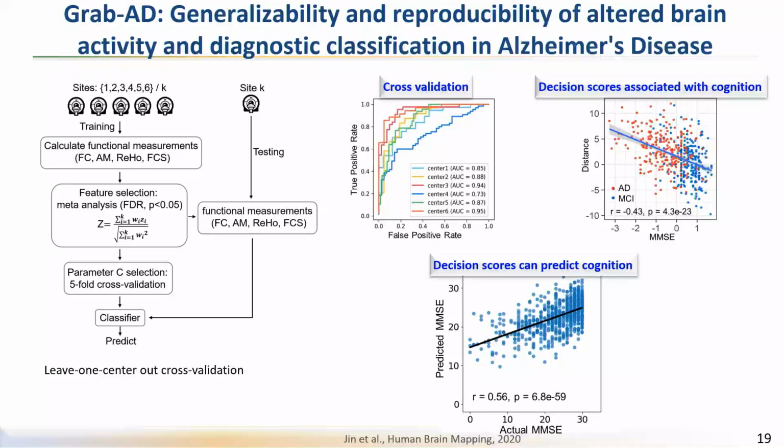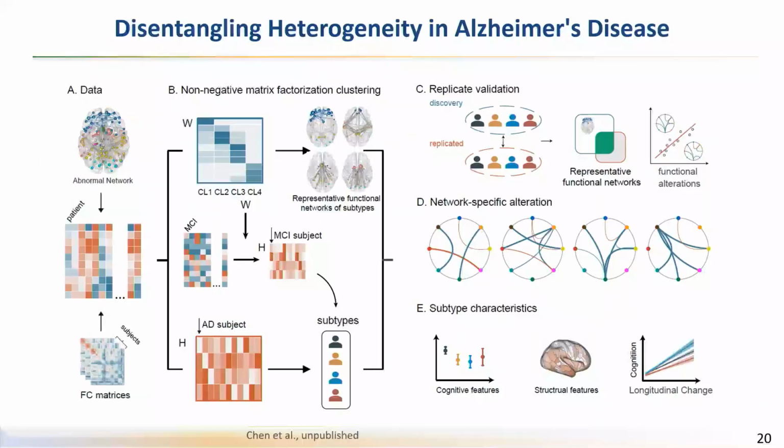Cross-validation established that diagnosis status and the clinical scores could be predicted with high accuracy. Collectively, our findings highlight the potential for reproducible functional brain imaging biomarkers to aid the early diagnosis of Alzheimer's disease.